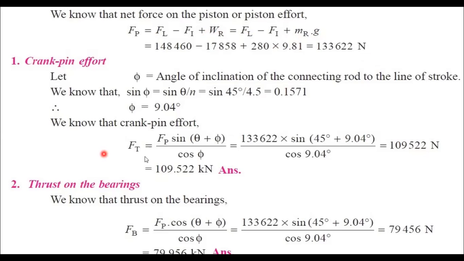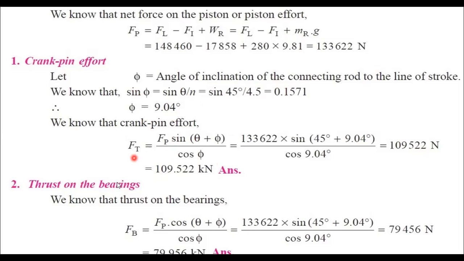FT is the crank pin effort. For this we require phi. Phi is the angle of inclination of the connecting rod to the line of stroke. So sin phi is equal to sin theta by n. Here we can easily calculate: you know the value of theta and you know the value of n, so just substitute and calculate the phi value. In the crank pin effort formula, just substitute the theta and phi values. FP value you just calculated, so substitute all the values and you will get the crank pin effort.